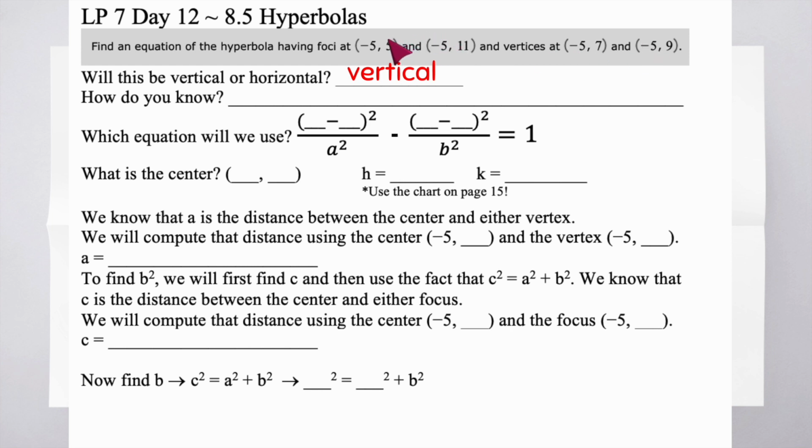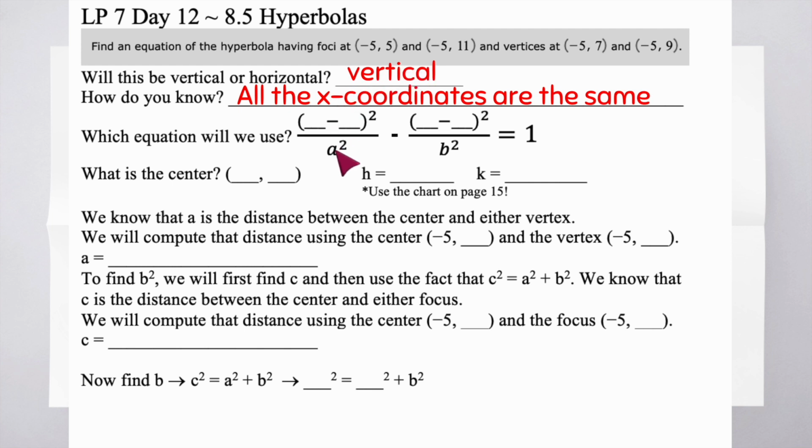So they're not moving right or left, but they're going from 5 to 11, so that's going up 6 units, and going 7 to 9, that's moving up 2 units. So it's moving up and down, not right and left. I know that because all the x coordinates are the same. This also tells me which equation to use, because there are two equations, depending on if it's horizontal or vertical.